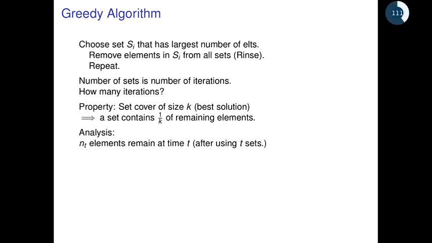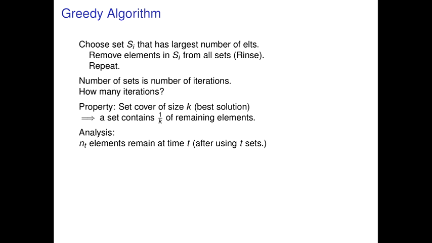Now when you do that, you've made progress. Now you have fewer items you need to cover. So you have some notion of progress. At time t, you used to have some number of items left. After you cover 1 over K of the remaining elements, how many do you have left?